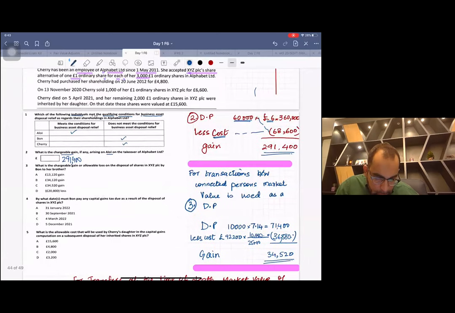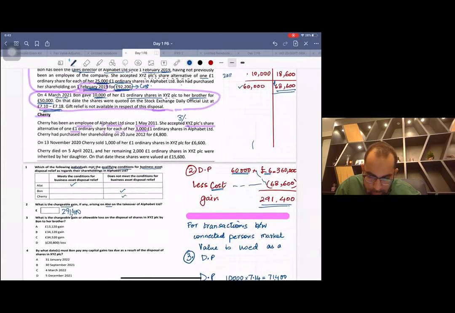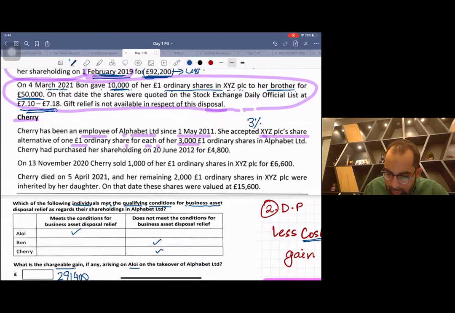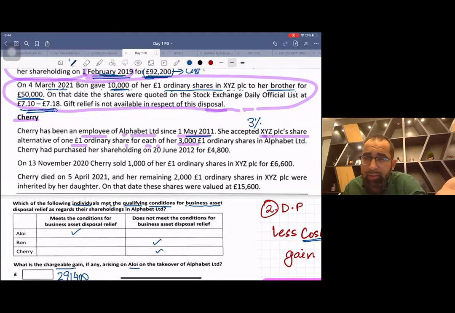Now, point number three. Cherry had 3,000 shares. Yes, the duration of job must also be at least 24 months. Cherry has been an employee since 1st May 2011. She accepted the XYZ PLC share alternative. That means one for one. So she gave away 3,000 shares of ABC and she got 3,000 shares of XYZ. But yes, holding is less than 5%. So no more BADR.